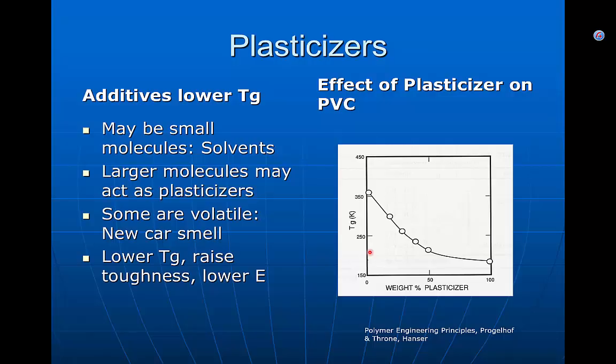Okay, so the key here is adding plasticizer lowers the Tg because it reduces the interaction between the molecules, makes it easier for them to dance. You don't need to spread the dance floor out as much. It's usually going to raise the toughness of the material, and of course it obviously lowers the modulus because we're weakening the bonds between molecules. All right, so that's the van der Waals bonds, or the molecular interactions and the glass transition temperature.